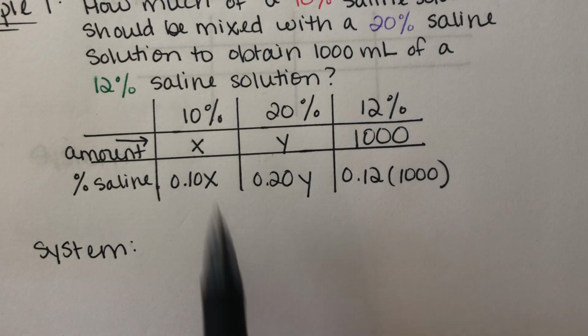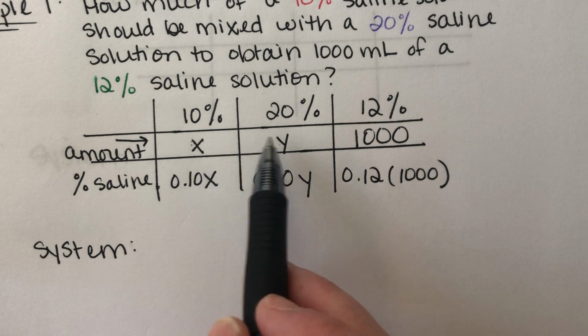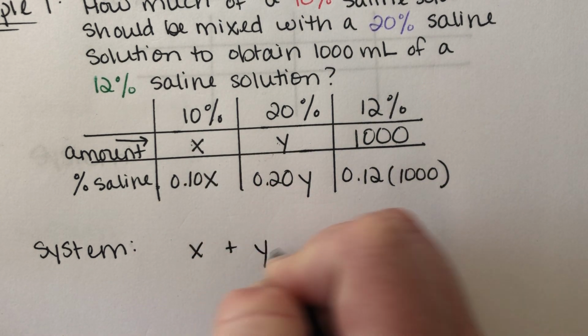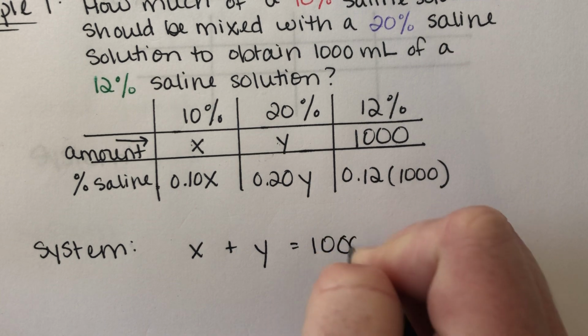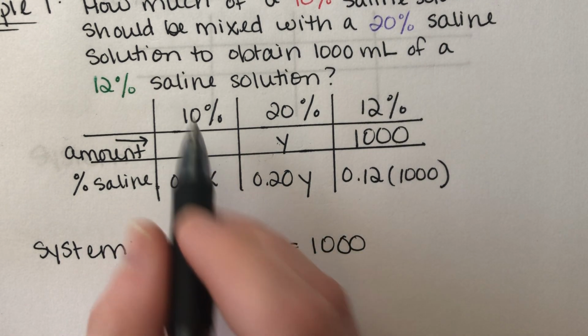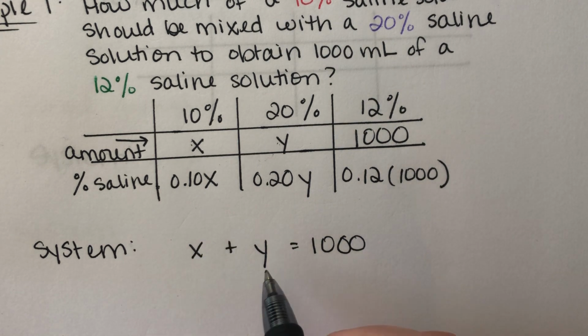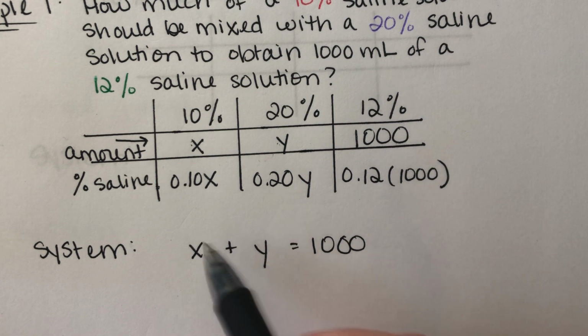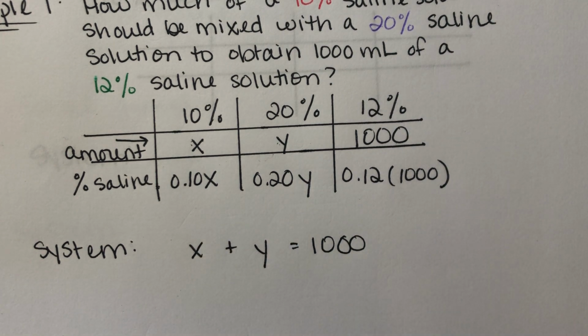So now I'm going to write an equation. I know when I add these two together, they equal this. So I'm going to do that. X plus Y equals 1,000. X represents the number of milliliters of 10%. Y represents the number of milliliters of the 20%. That doesn't change. X and Y represent the same thing the whole time.